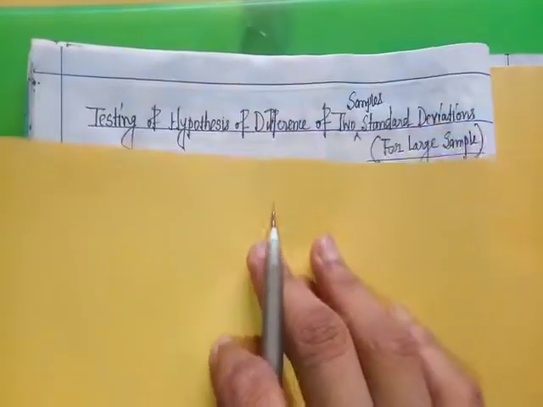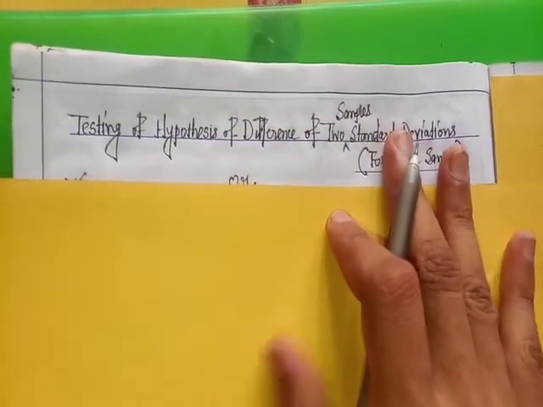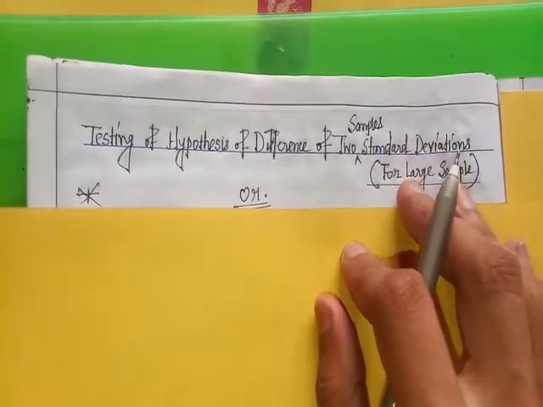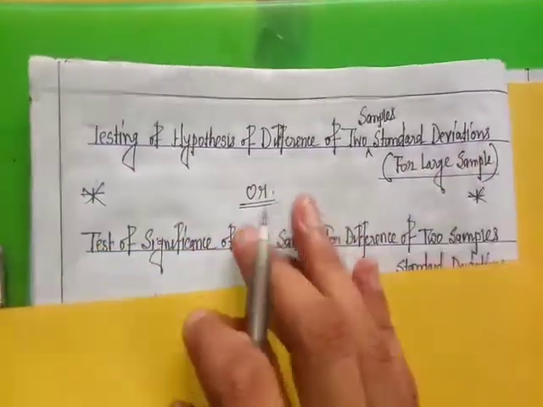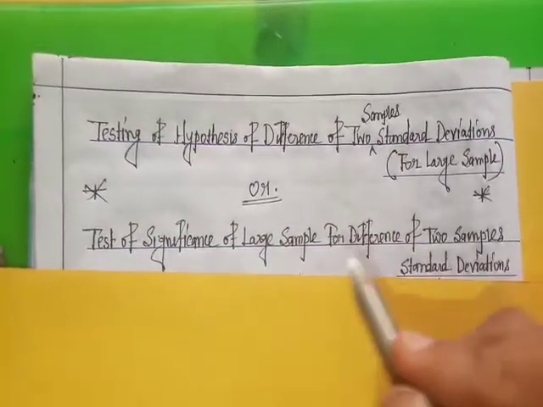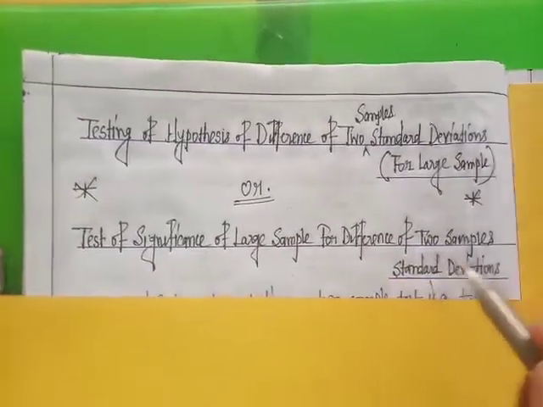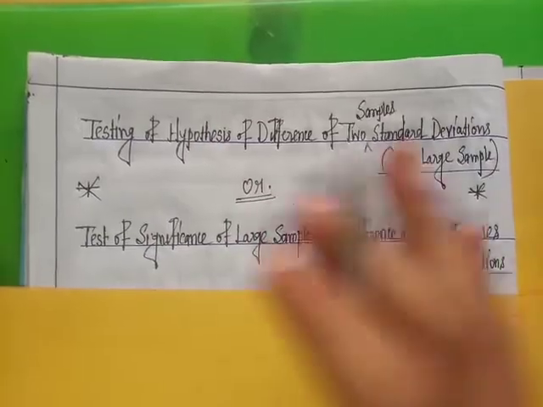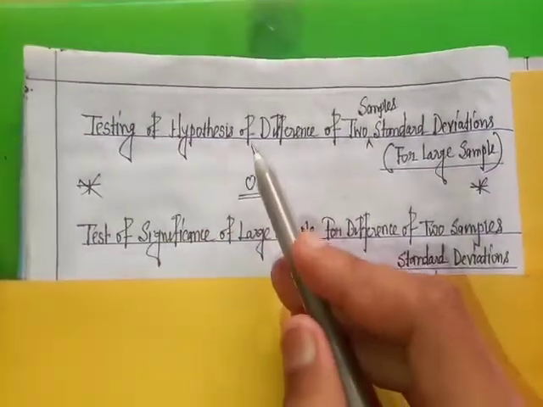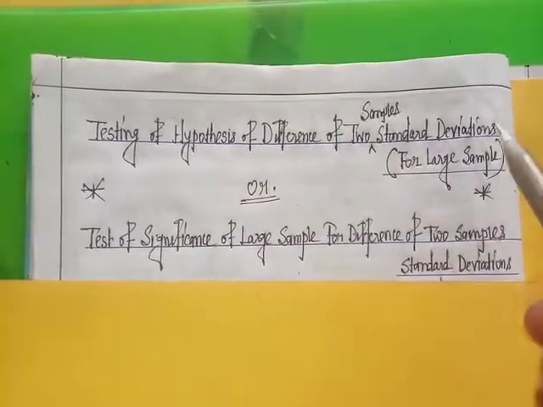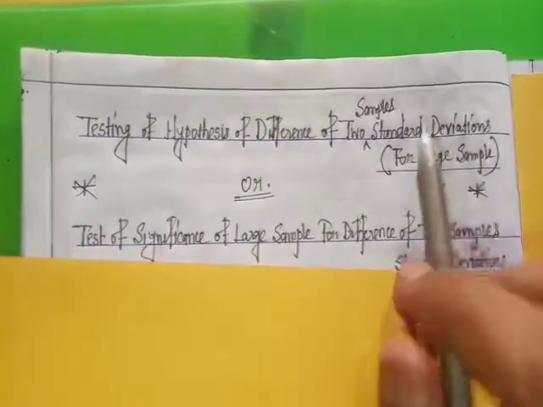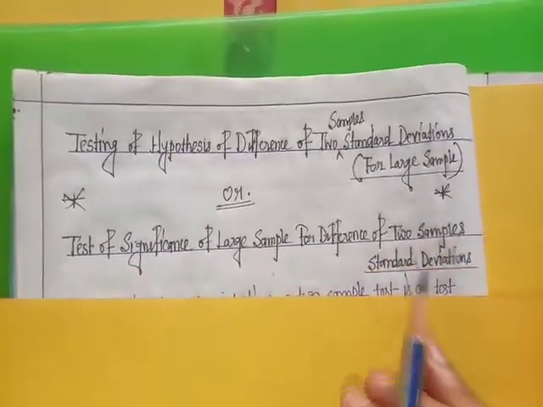Next, we will discuss testing of hypothesis of difference of two sample standard deviations for large sample, or test of significance of large sample for difference of two sample standard deviations. I repeat, testing of hypothesis of difference of two sample standard deviations for large sample, or test of significance of large sample for difference of two sample standard deviations. Okay, similar method as for two sample means.